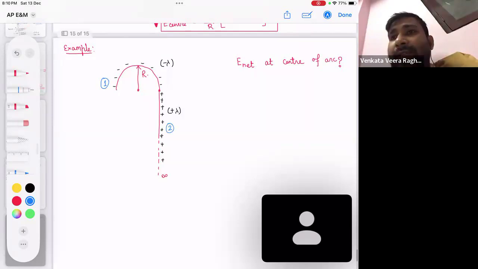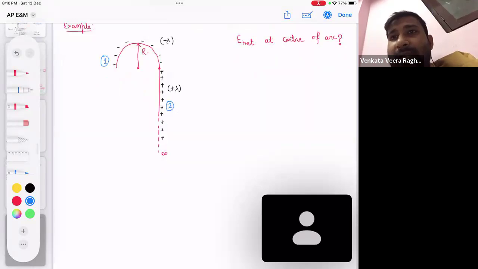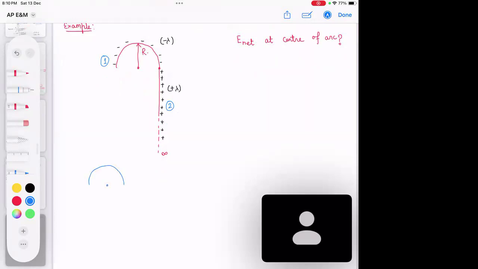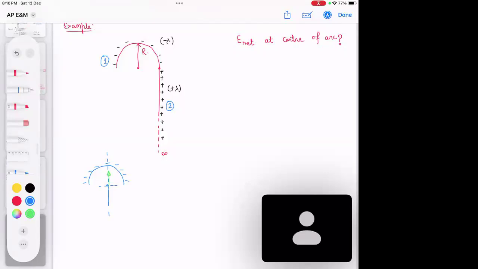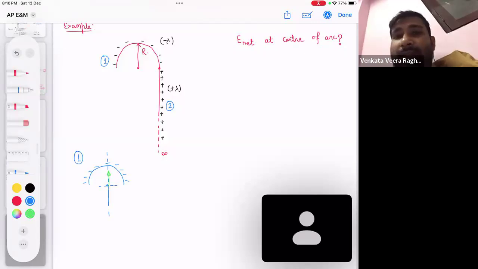So at the center, if I bifurcate it and calculate one by one, how will we calculate the field at the center? Due to the semicircular wire, how much will the field be? It will come inwards, 2k lambda by r. Will it be towards the wire? Why is it coming towards the wire? Negative charge. Negative charge, that's it. Very good.